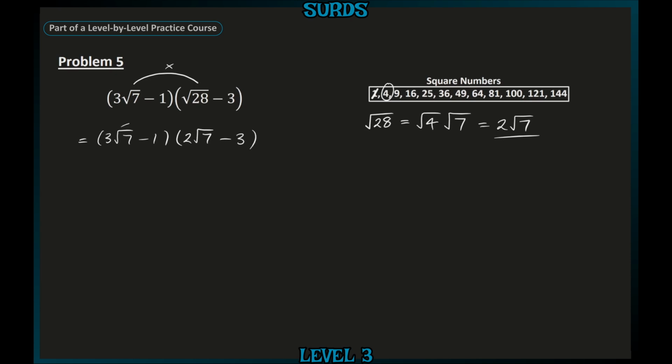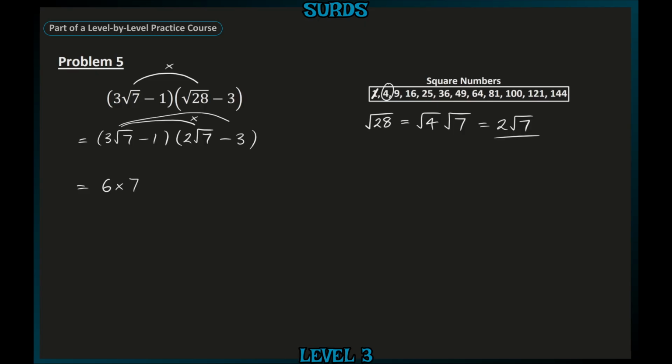So we're going to start with 3 root 7 times 2 root 7. Well, 3 times 2 is 6. And root 7 times root 7 gives us 7, because whenever we times a surd by itself, the square root part disappears and it just leaves a number underneath. So we have 6 times 7.